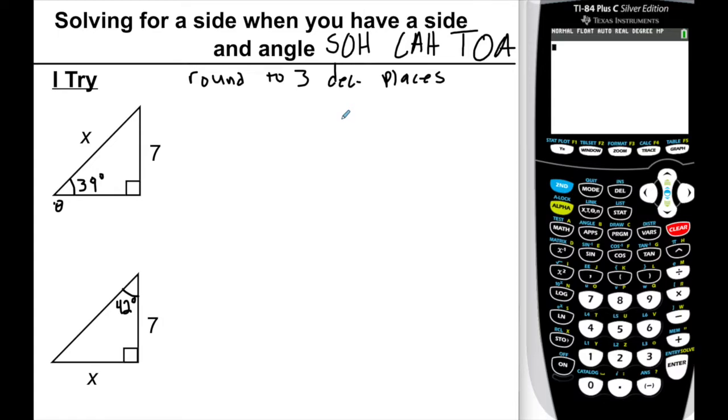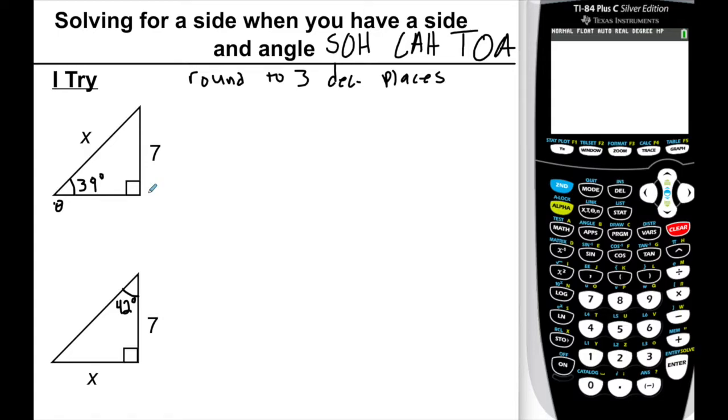So one way you can think about these problems is, what do I have? Another way you could think about them is, what do I not have? Now think about it, right? I don't have the adjacent. We don't know what this side is on the bottom. So if you think about it, I can't do cosine because that's leaving a piece of information I don't know. I can't do tangent because that's leaving out a piece of information I don't know.